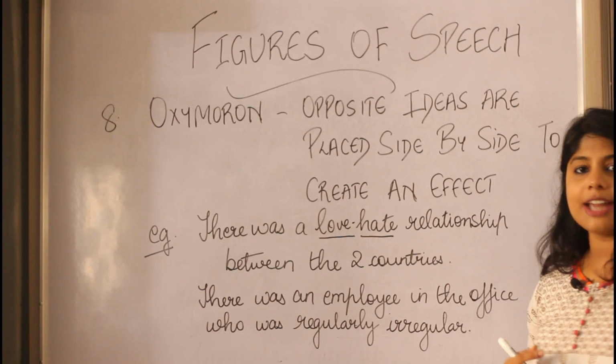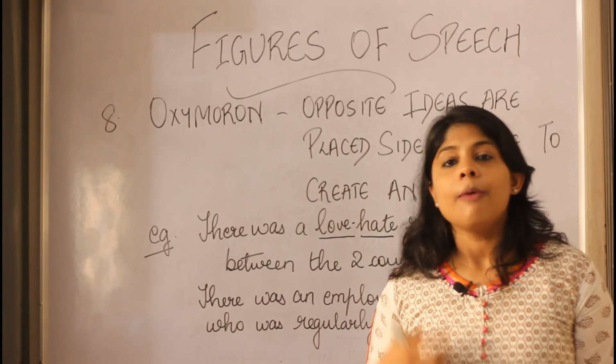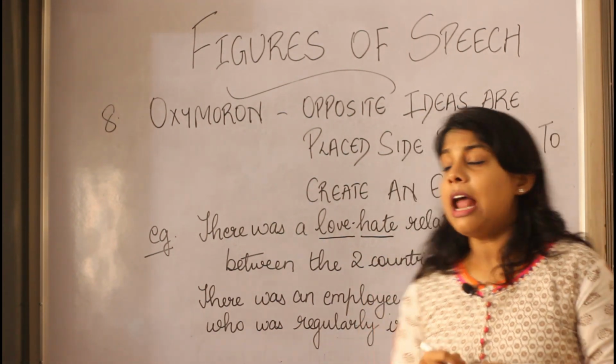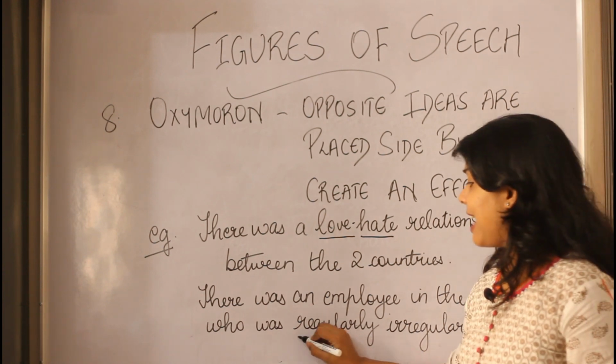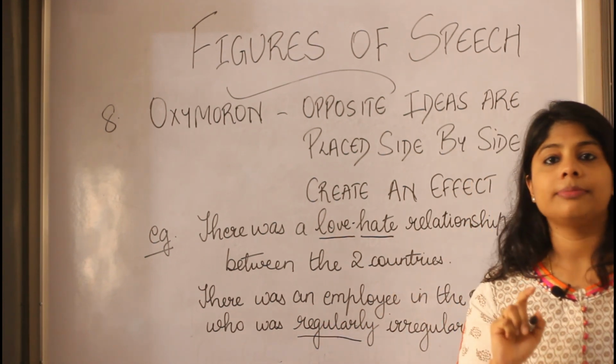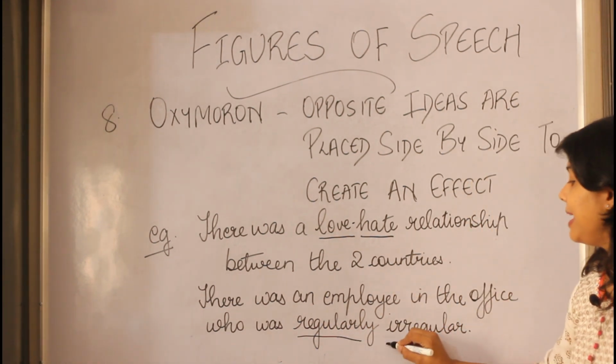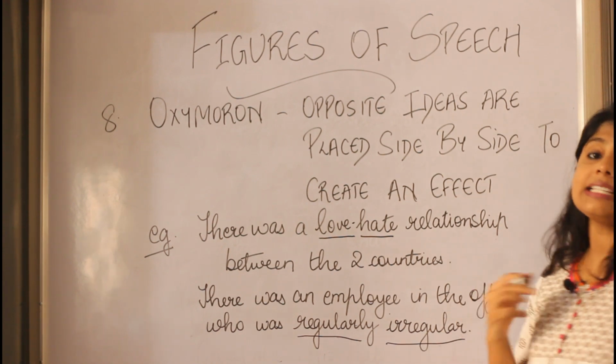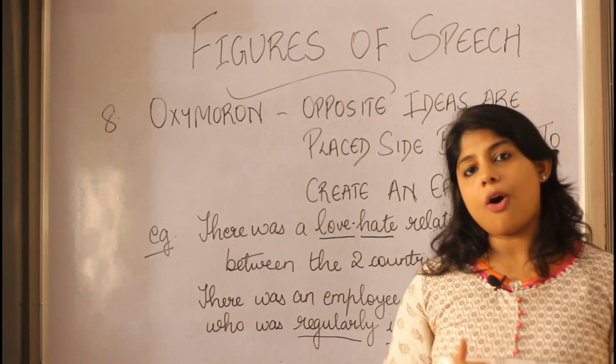Here we are trying to bring an element of sarcasm, where we are trying to make fun of someone by saying that he was regular only in one thing, that is to be irregular. These are the examples of an oxymoron.